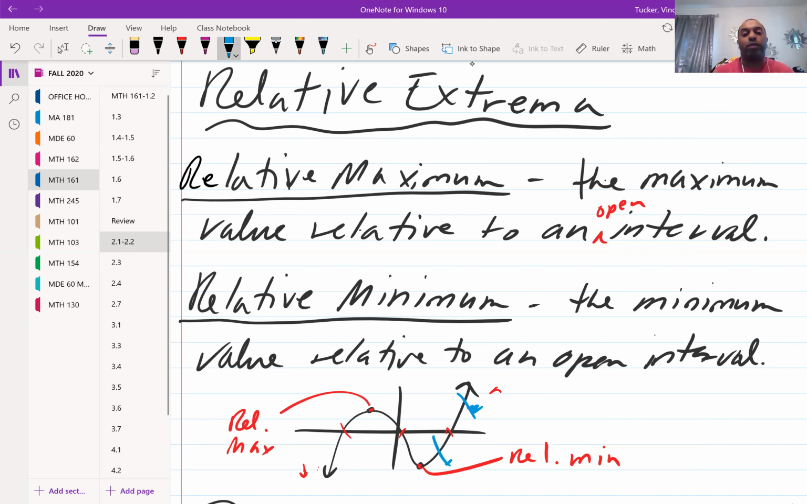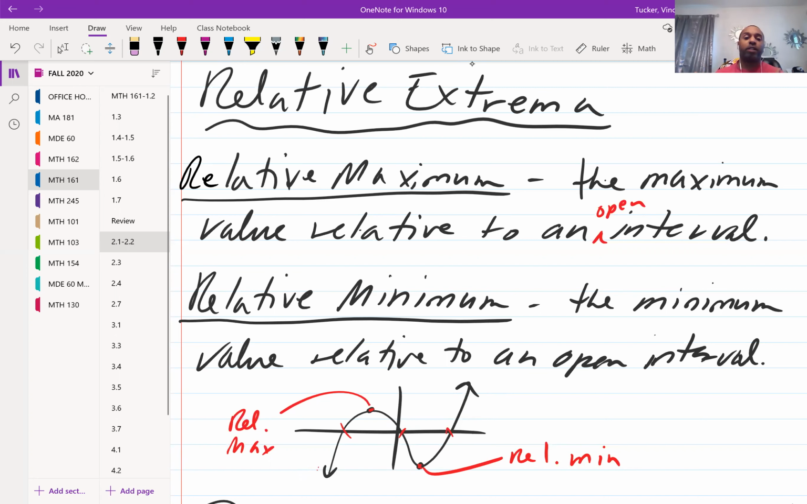Whatever interval you're trying to examine depends on what the application is. You will get more into that as far as calculus is concerned: what pieces you're looking at versus what pieces you're not looking at.